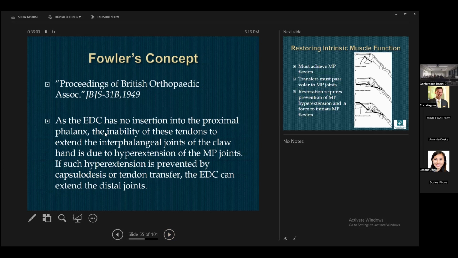And he said, as the EDC has no insertion into the proximal phalanx, the inability of these tendons to extend the interphalangeal joints of the claw hand is due to hyperextension of the MP joints. If such hyperextension is prevented by capsulodesis or tendon transfer, the EDC can extend the distal joints. Now everybody knows that. But in 1949, that was a seminal thought.